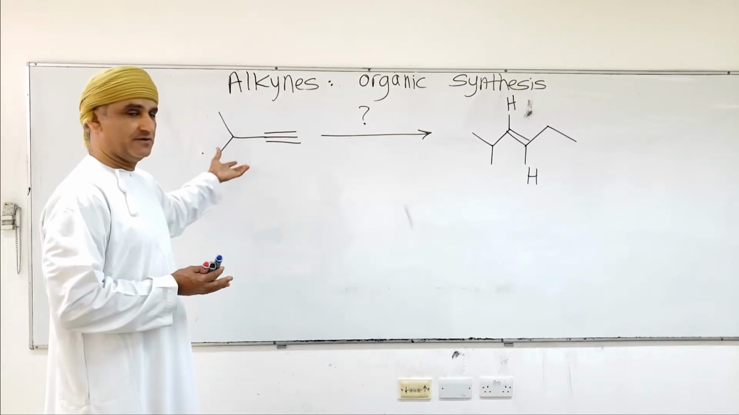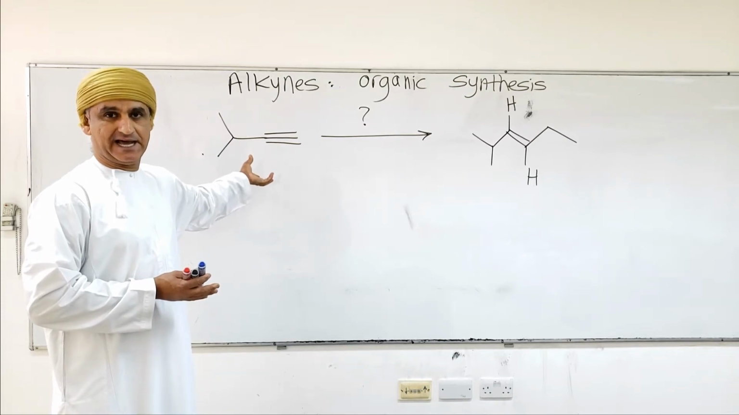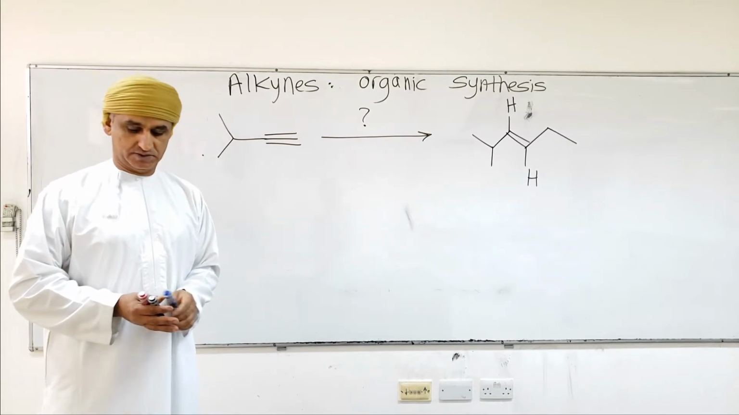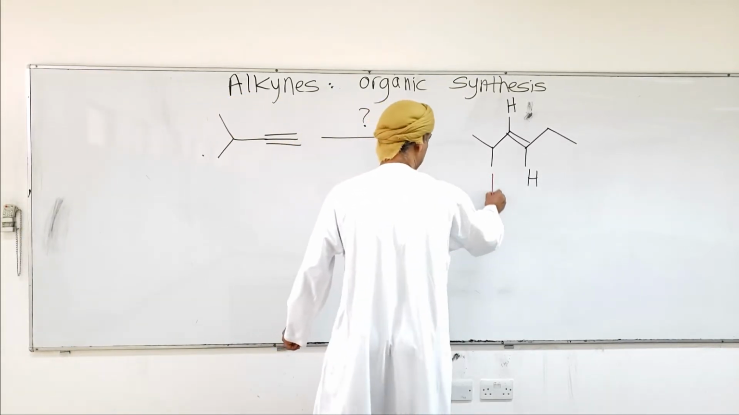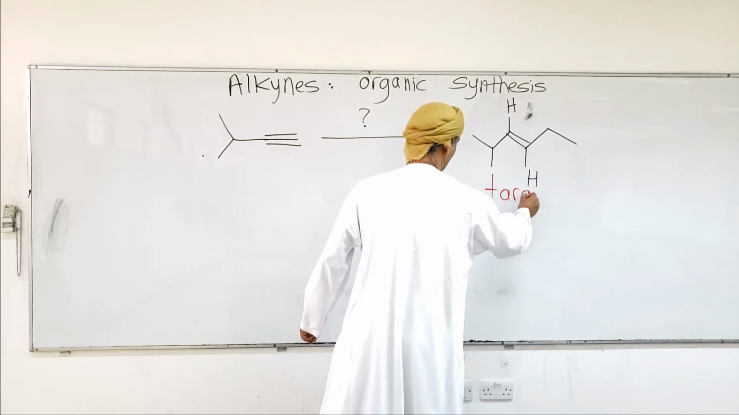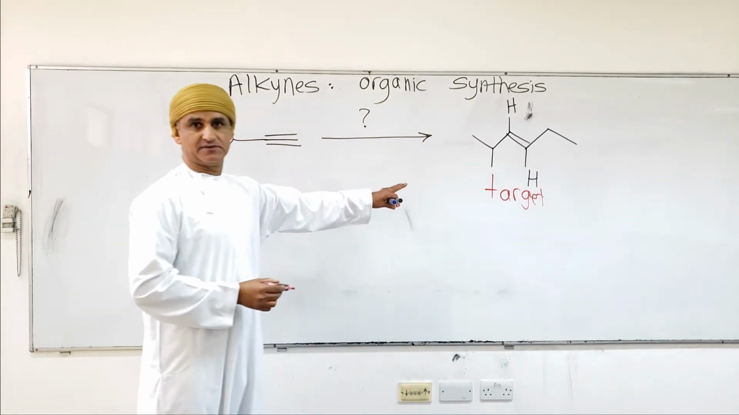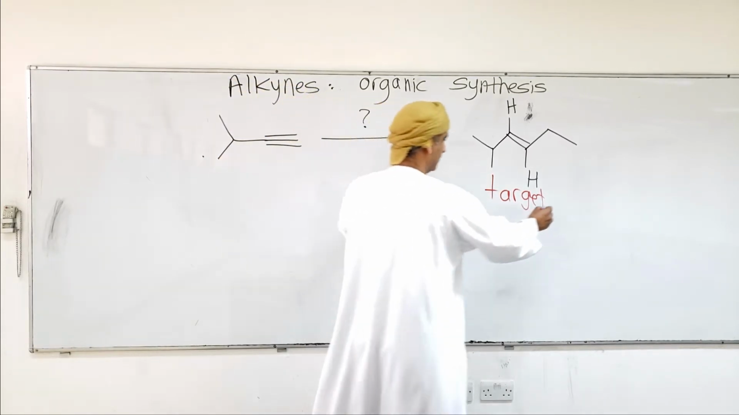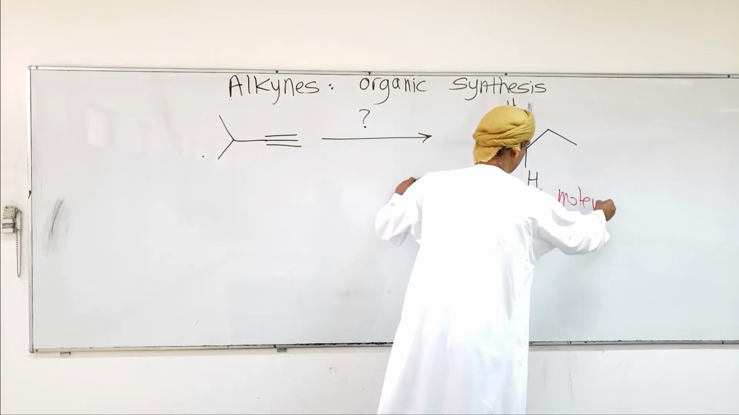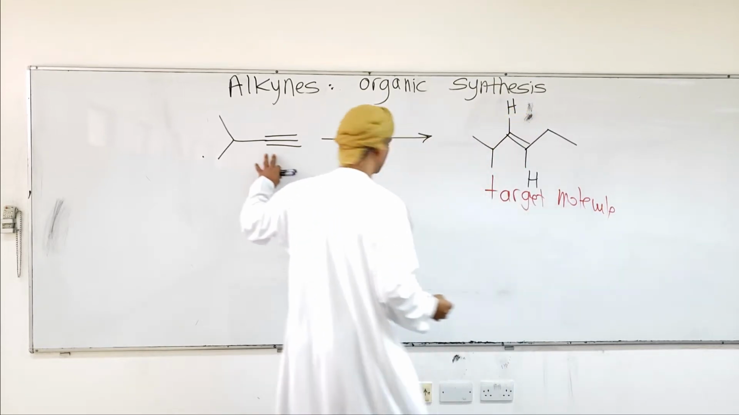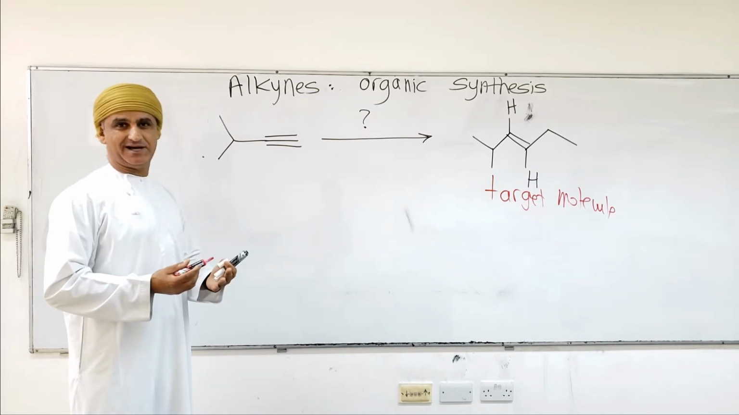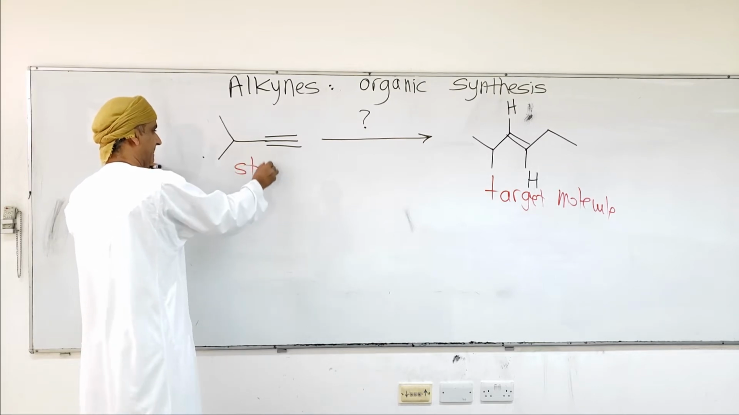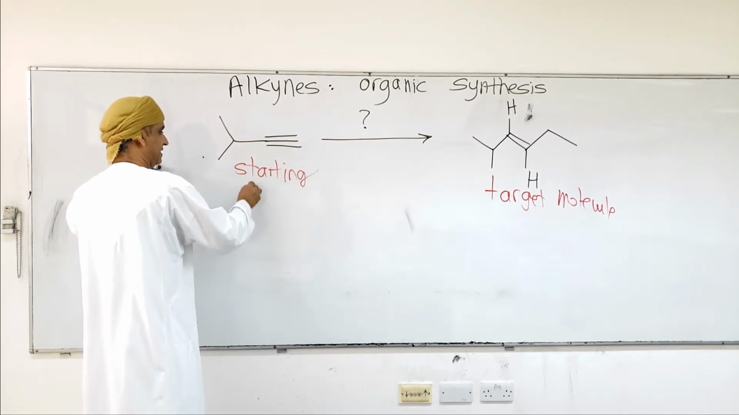For example, to go from a simple alkyne, like a terminal alkyne, into a relatively more complicated target molecule. So if we have this, then we can describe it as the target. In a synthesis, the end compound, the end molecule, is described as the target molecule. And what we start with is the starting compound, the starting molecule. You can call it starting material as well. So this is the starting material.